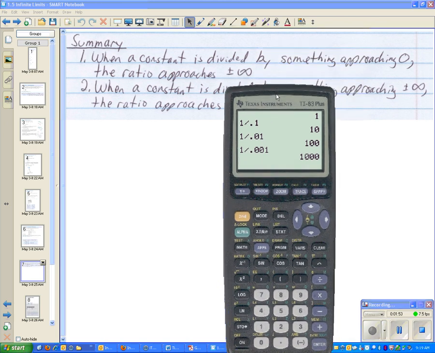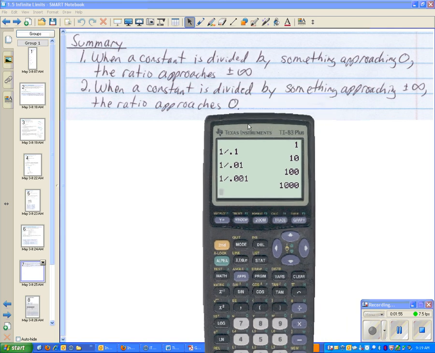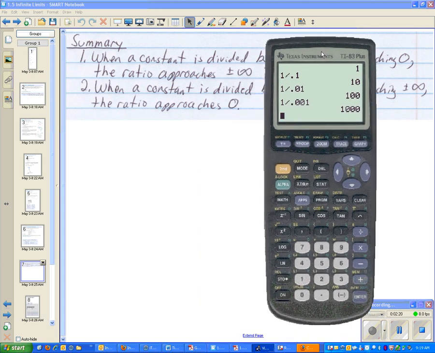Now the second point of it. Again, limit. When a constant is divided by something that's approaching infinity or negative infinity, the ratio approaches 0. Okay, so it's kind of the opposite idea. So we can find the limit of the numerator by doing whatever we do, probably substitution. Turns out it's a constant. And then the denominator is approaching infinity or negative infinity. And this time the sign actually doesn't matter.